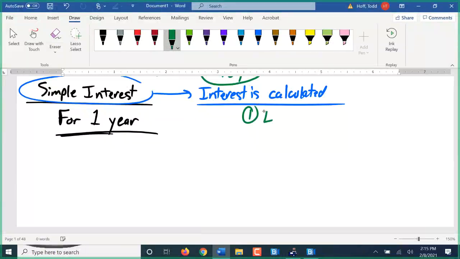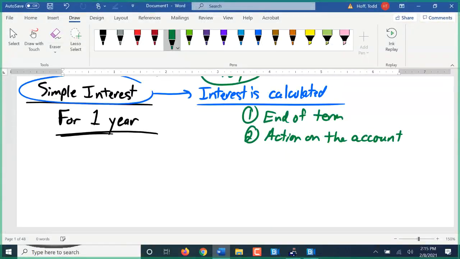One, end of the term. So when we say simple interest for 1 year, we're assuming it's a 1 year CD or whatever. The account only lasts 1 year. Or two, there's an action on the account. What does an action mean? Well, an action means there's a payment into the account or a withdrawal from the account. Then before you can perform that action, you calculate the interest and add it to the balance before you perform that action.